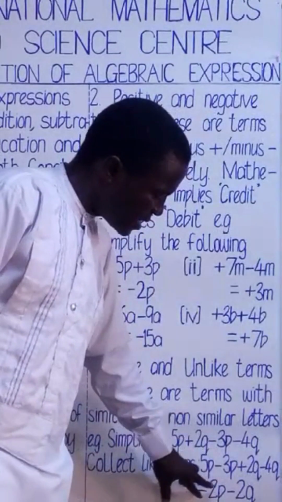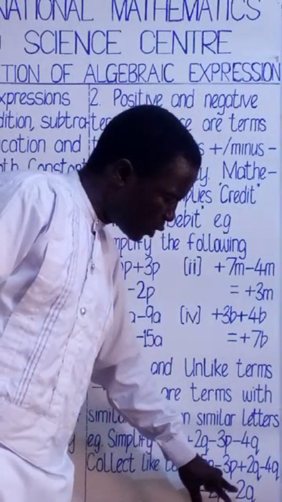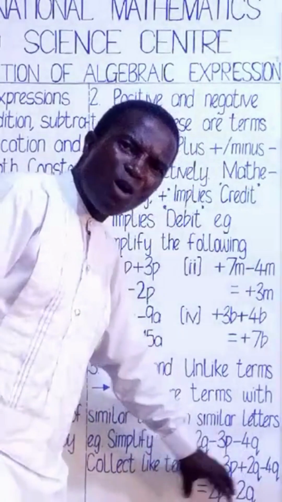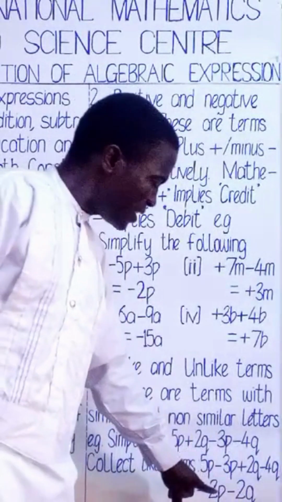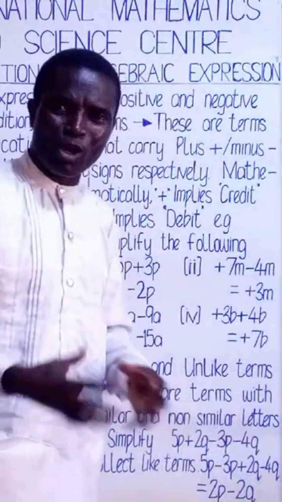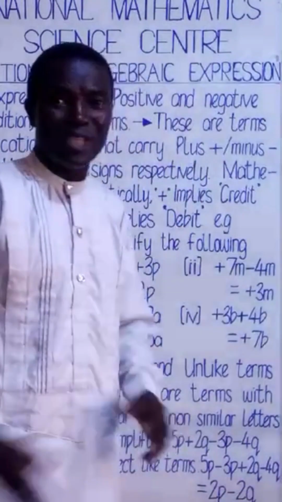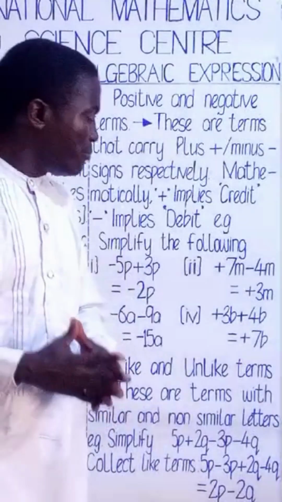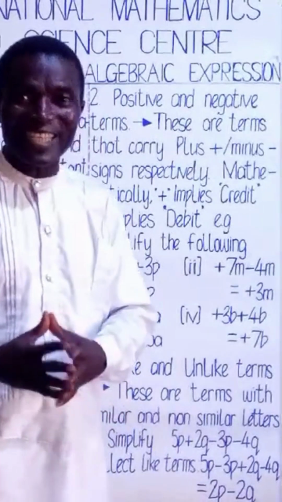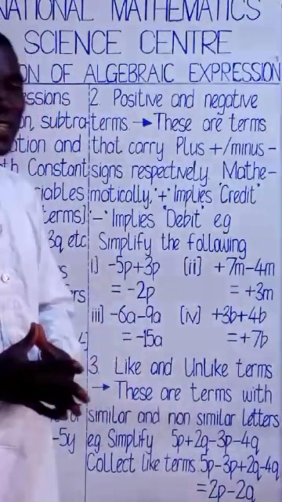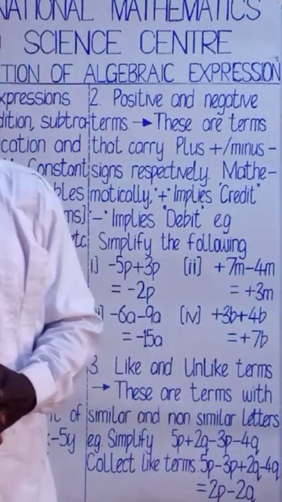So looking at 2p minus 2q, they are unlike terms. That means you cannot go beyond this, because they don't have anything that you can actually do with them. They are not together. They are birds that do not have the same feather. I'm sure it's clear to everybody.